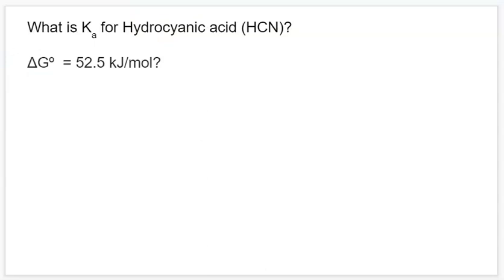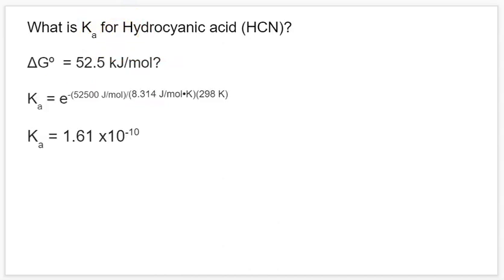Now let's try one where we know delta G, but we don't know K. We want to solve for the Ka of hydrocyanic acid as it dissociates. We know that the delta G is 52.5 kilojoules per mole. So a very large positive delta G, which indicates a non-thermodynamically favorable reaction, which means this is probably going to be a very weak acid. So we're going to set up our other equation, where we've rearranged it to solve for K. K is equal to e to the negative delta G over RT.